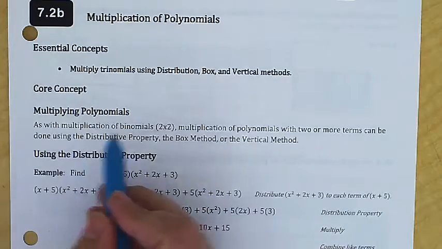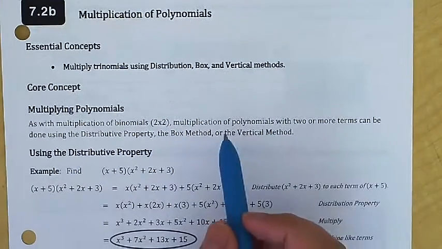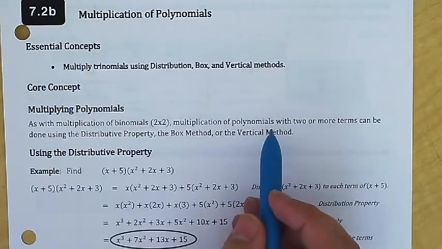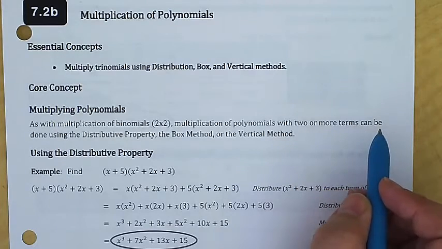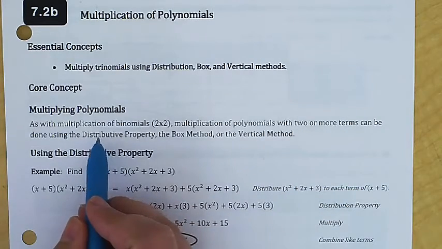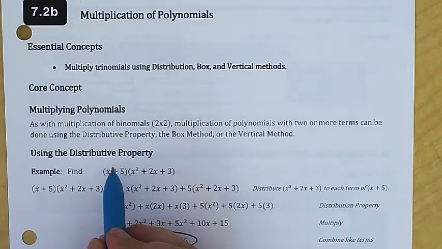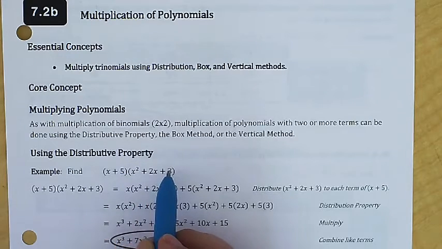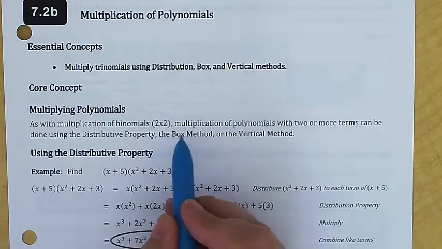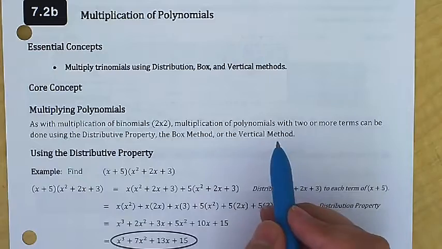Just as we do it with those, when we do multiplication of polynomials that have maybe 2 or more terms, we still can use the exact same methods. We can use the distributive property and think of it in terms of distributing each term in the first parentheses and making sure it has the opportunity to be multiplied by the other polynomial. And you could also use the box method or the vertical method.